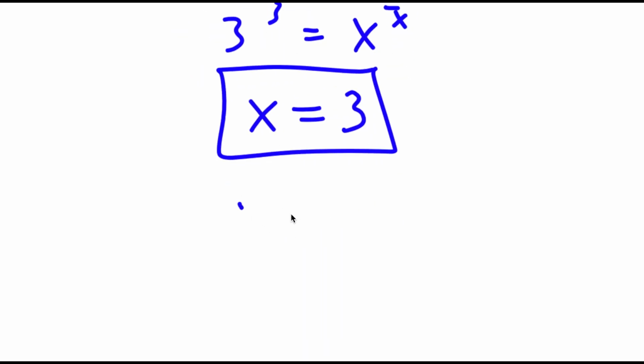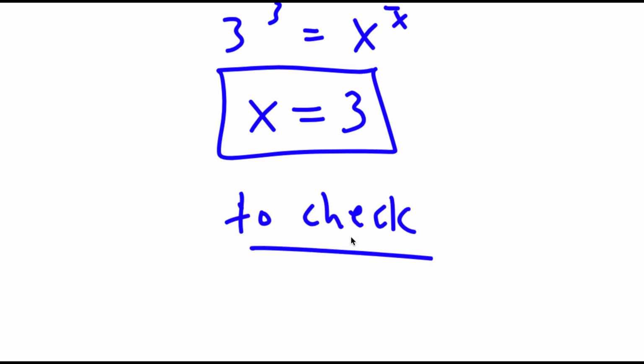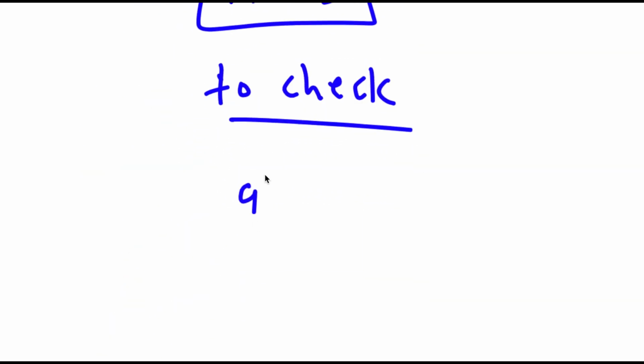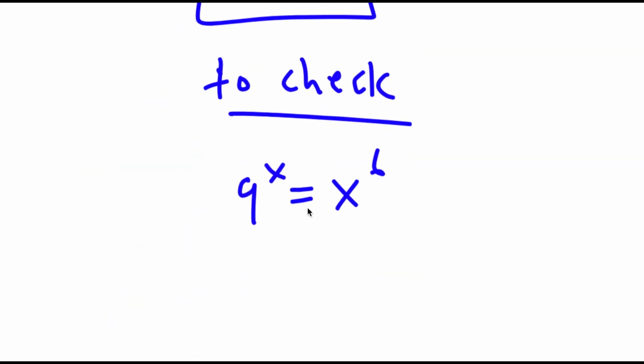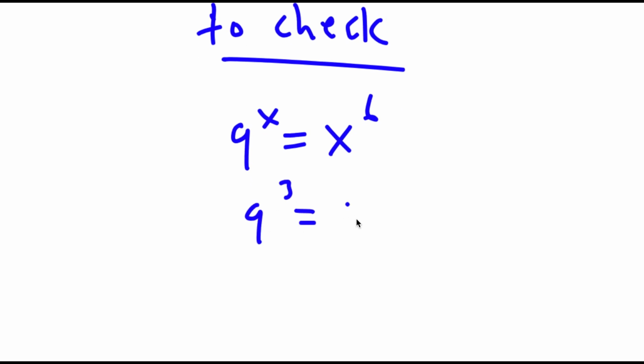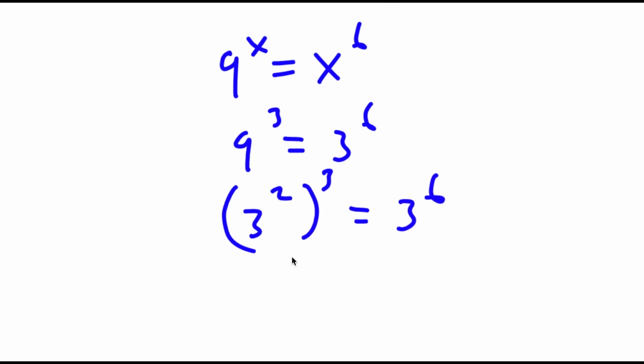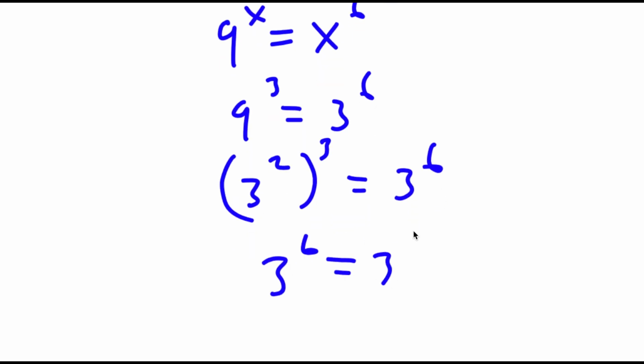So now to check, my original equation was 9 to the power of x equals x to the power of 6. So I get 9 to the power of 3 is equal to 3 to the power of 6. And 9 is the same thing as 3 squared, so I get 3 squared to the power of 3 is equal to 3 to the power of 6, which is 3 to the power of 6 is equal to 3 to the power of 6.